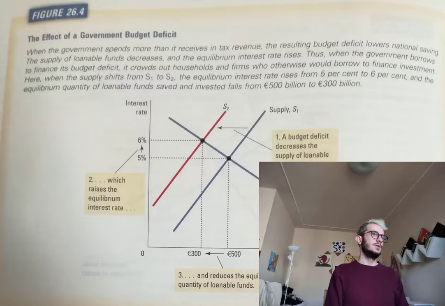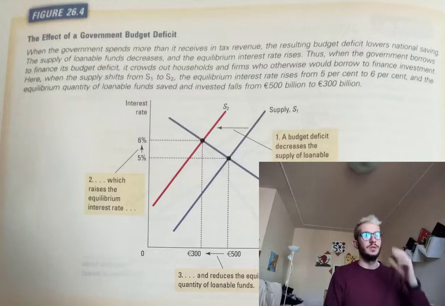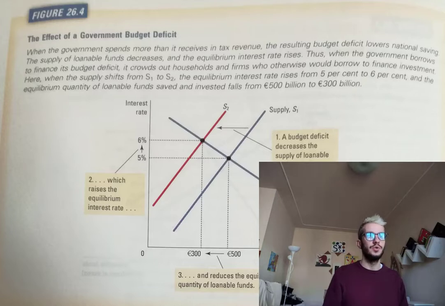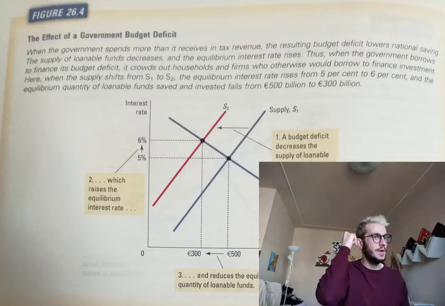Another interesting thing is the effect of a government budget deficit. Really interesting. So when the government spends more than it receives in tax revenue, the resulting budget deficit lowers national saving. The supply of loanable funds decreases and the equilibrium interest rate increases. Thus, when the government borrows to finance its budget deficit, it crowds out households and firms who otherwise would borrow to finance investment. So when a budget deficit decreases the supply of loanable funds, it reduces the equilibrium quantity of loanable funds and raises the interest rate.